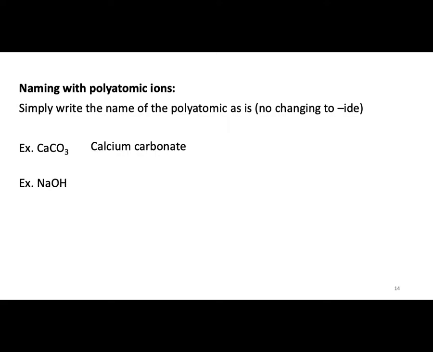Let's try this one. What's Na? Look at your periodic table. Number 11, that's sodium. And what's OH? That is hydroxide. I found that right from my polyatomic ion chart. How about Fe? Fe is iron, and sulfate is on my polyatomic ion chart.